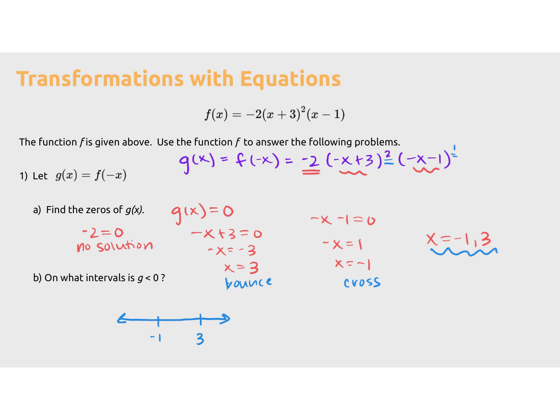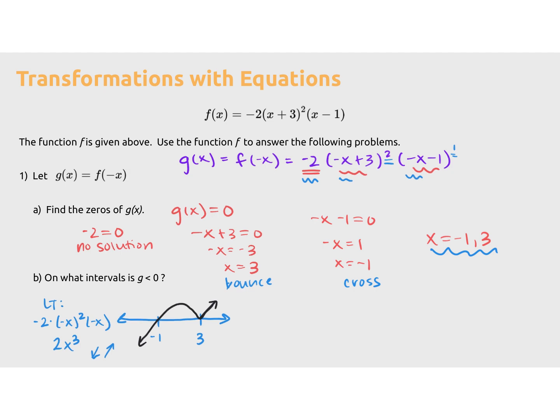The other piece of information that I need is the end behavior. So I'm going to look at the leading term of g of x, and I'm going to do that by multiplying the first part of each factor together. I can't forget that negative 2 on the outside would also multiply into the leading term. So I'm going to have negative 2 times negative x squared times negative x. So that would multiply out to give me a positive 2x cubed. So that means the right side is going to point up and the left side is going to point down. So quick sketch of my graph, left side down, right side up. Okay, cross through negative 1, bounce at positive 3.